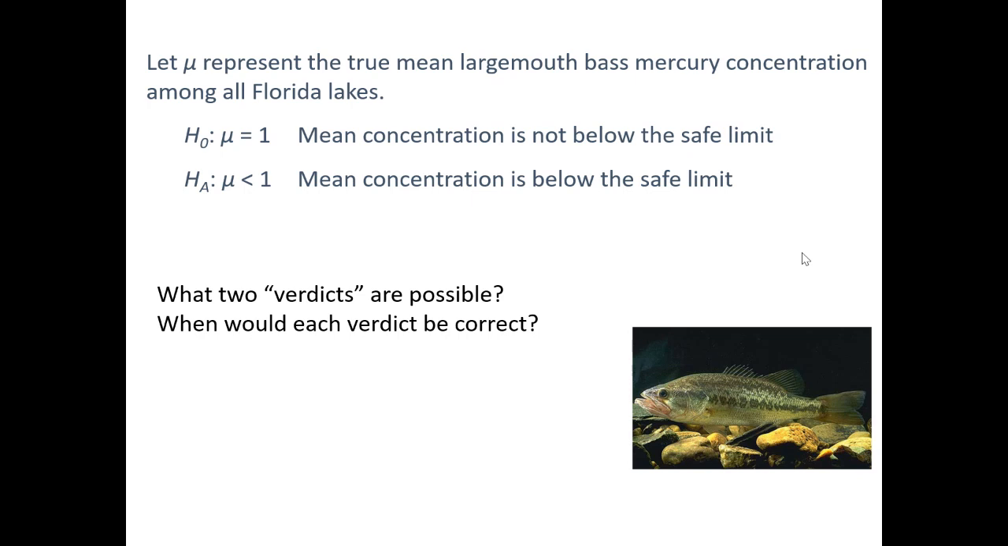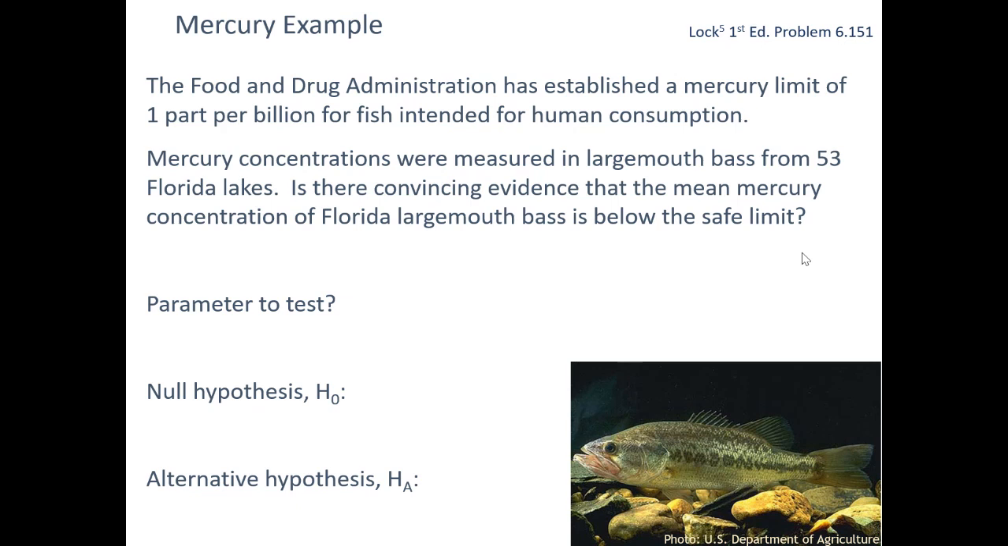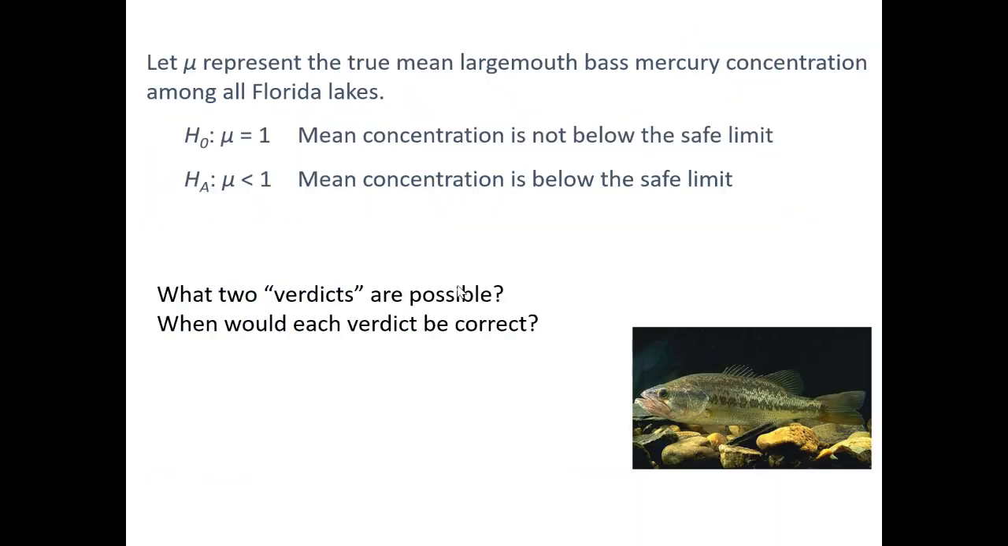So for the null hypothesis, recall we need some sort of equal statement. Let me flip back a sec. So I picked 1 because we have this threshold. The Food and Drug Administration says that 1 part per billion is okay. So that's the threshold that we don't want the mercury concentration to be above. So that would be the number that we're going to compare this mean against. And the null hypothesis always has to use the equal sign.